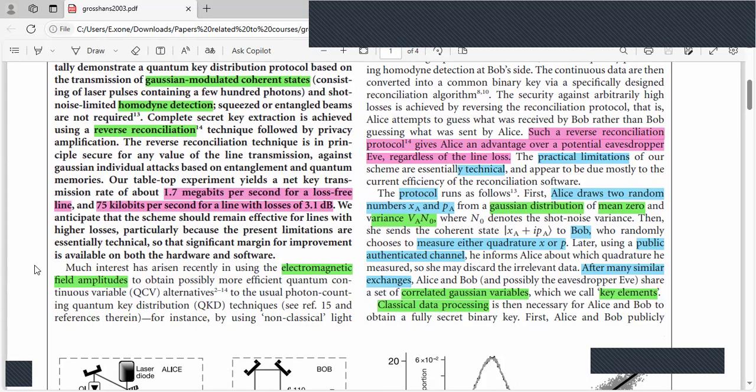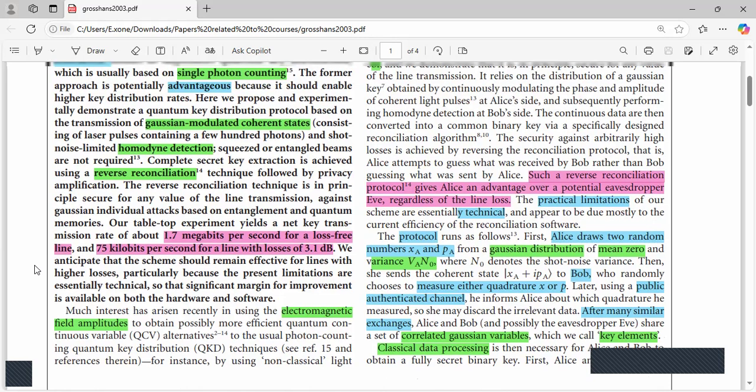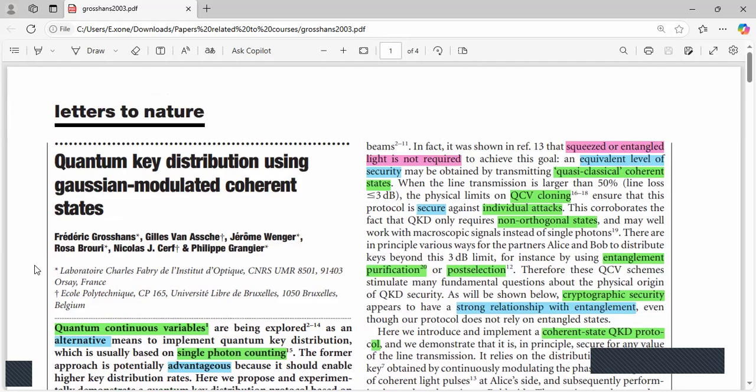Moving on to the introduction of the paper, they talked about the use of the electromagnetic field amplitudes, that is the phase and the conjugate variable, the amplitude of the light pulses, for key distribution instead of using photon counting schemes. They also say that we do not have to use any squeezed or entangled light to distribute the key between two parties, as their security analysis is equivalent to that of coherent states.